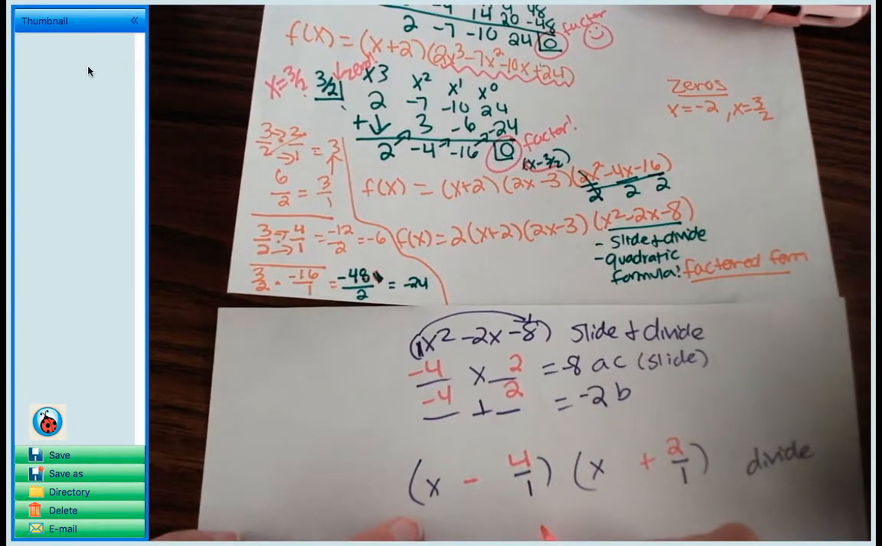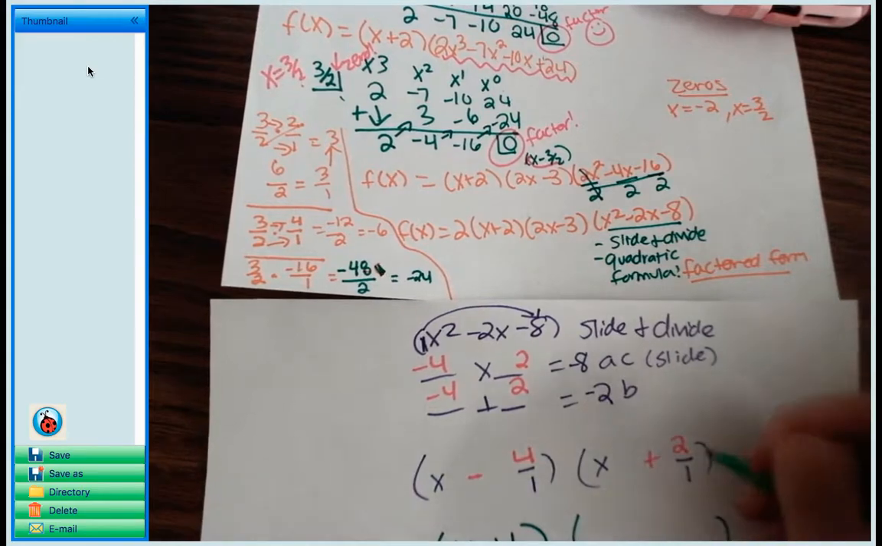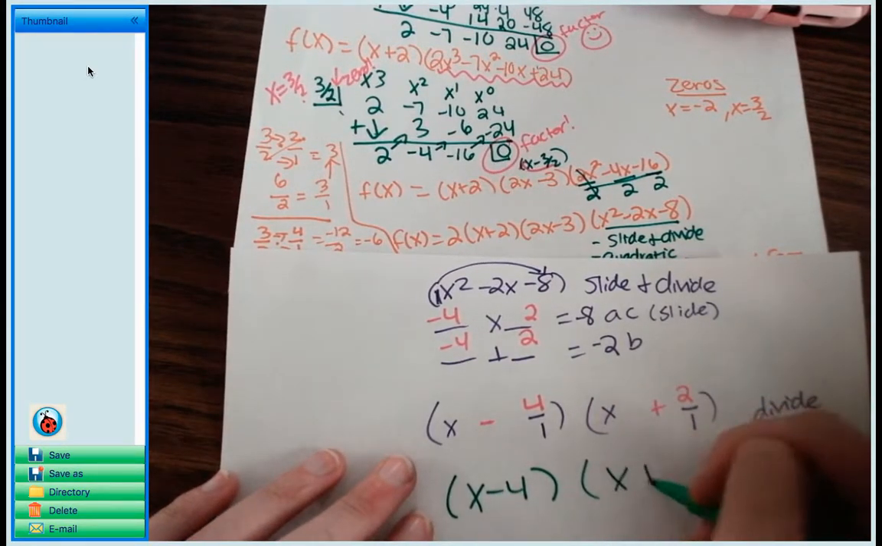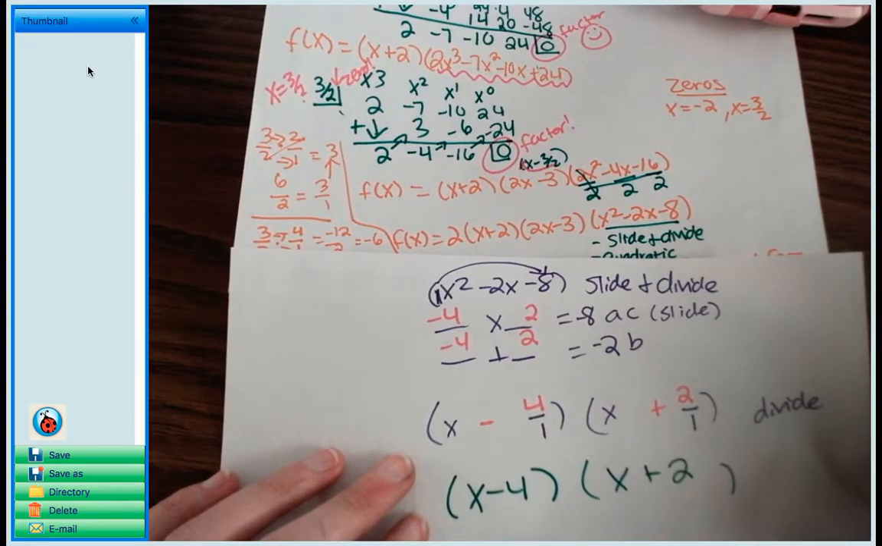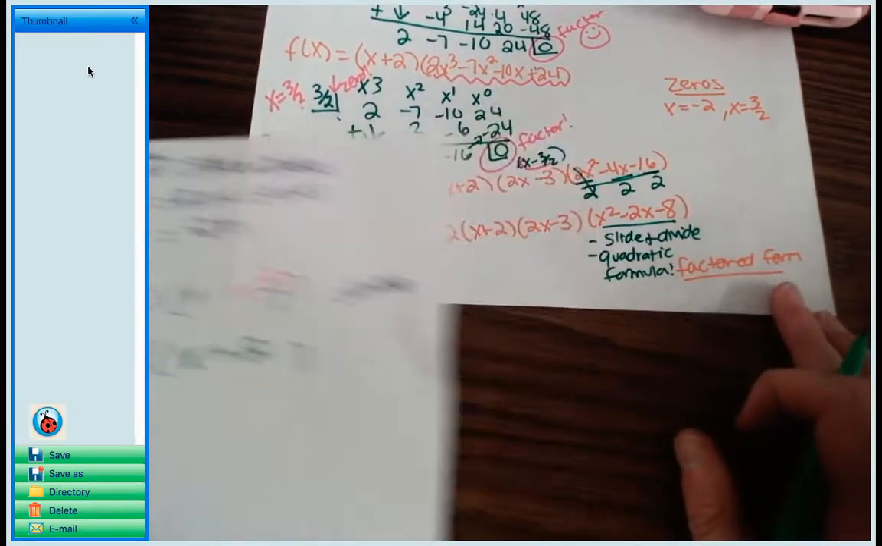So 4 over 1 is 4. So my final answer would be, let's see, I'm going to write it in a different color. My final answer would be x minus 4. And then here, 2 divided by 1 is 2. So this will be x plus 2. Alright, so we have factored out the rest of this form. So our final factored form, you guys.